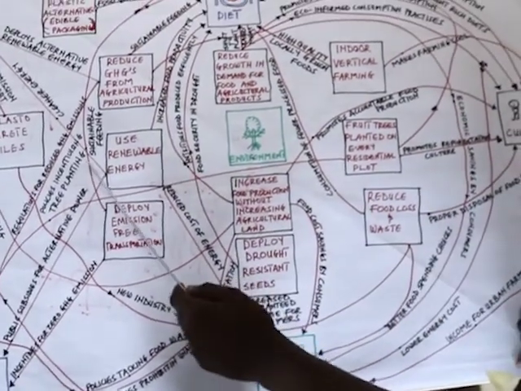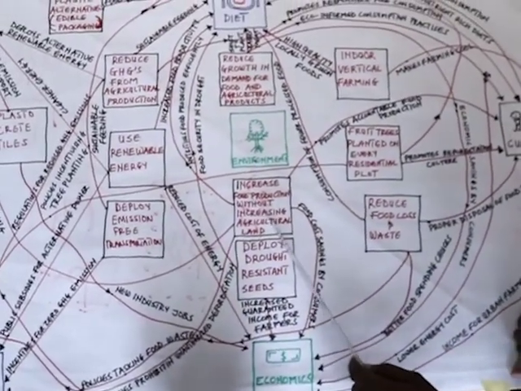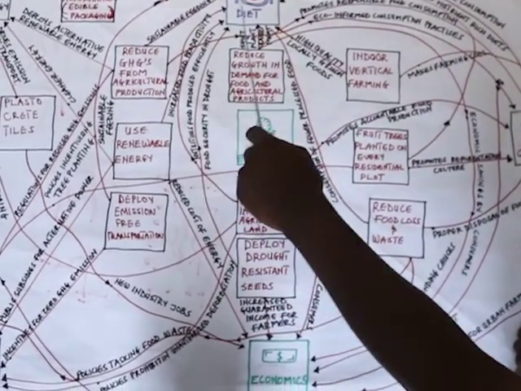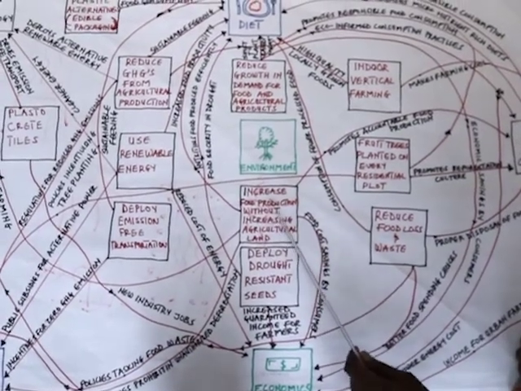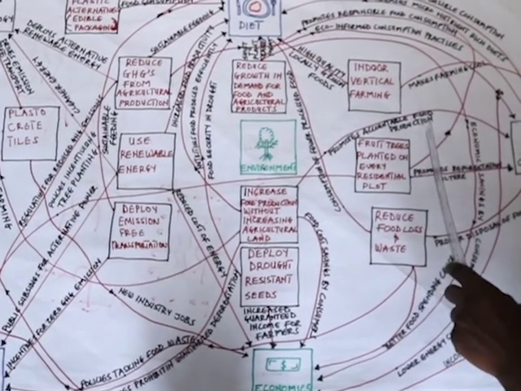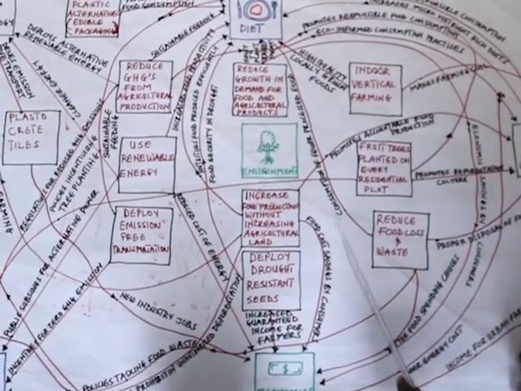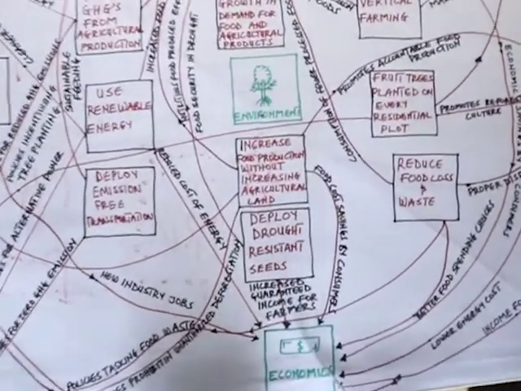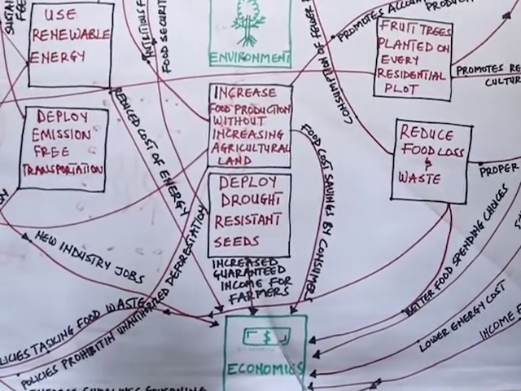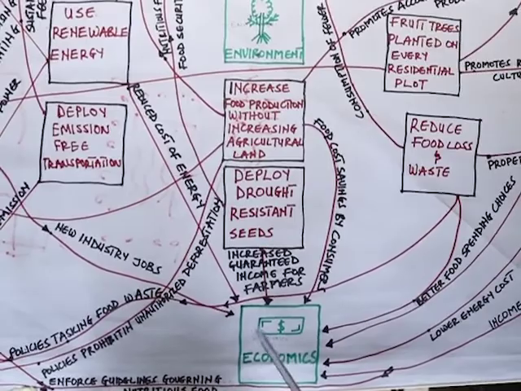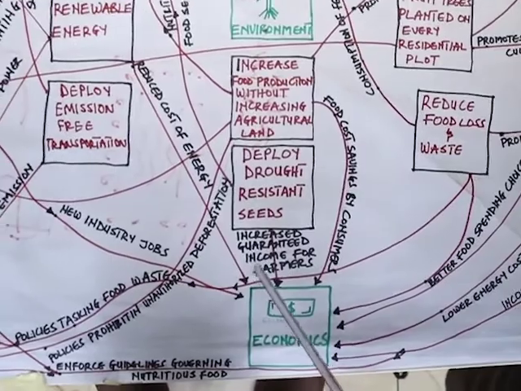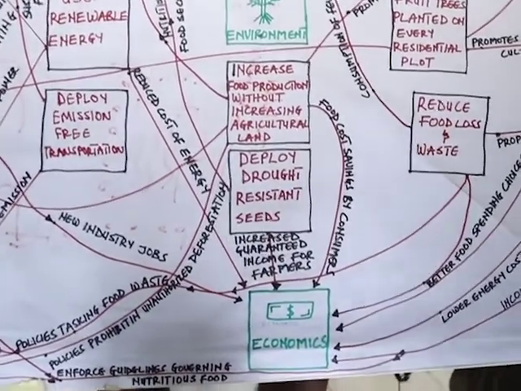Also, we will increase food production without increasing agricultural land. This means that we will increase food productivity, which also means that we will promote accountable food production by way of its impact on our culture. Food cost savings by our consumers is how this intervention will impact the economic thematic area. And then also it would increase guaranteed income for farmers.